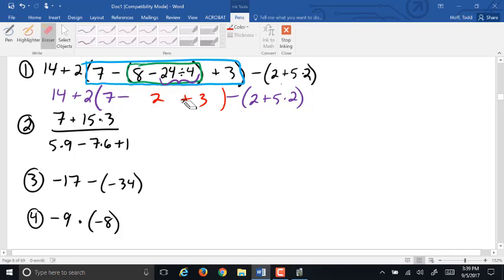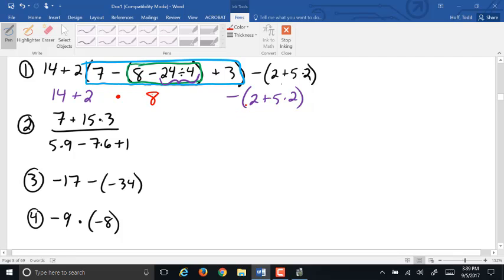Okay. So now, yes, we have to do the 7 minus 2 inside here, which is 5. And 5 plus 3, which is 8. So now that set of parentheses is down to a single number. I can get rid of them. But this time I have to remember to put in multiplication. It was 2 times the parentheses.